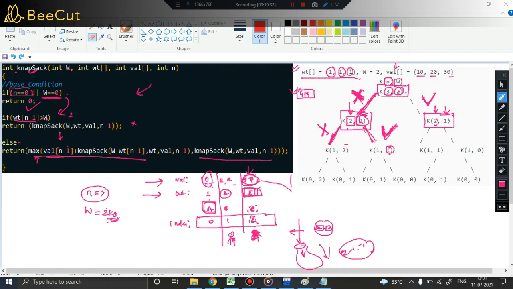So I was explaining that, considering this problem, you have capacity 2 and only 1 item left. Now you have 2 choices: either you reject the item or you pick up the item. If you reject the item, what is the value that you will be getting? 0 rupees. But if you pick up the item, what is the value that you will get? You have picked up the item 10.